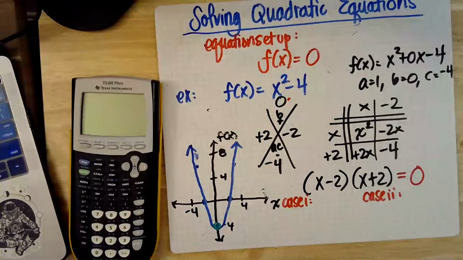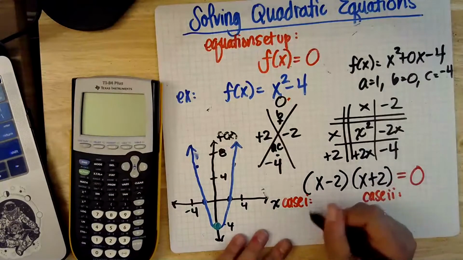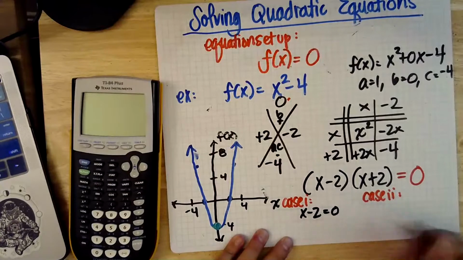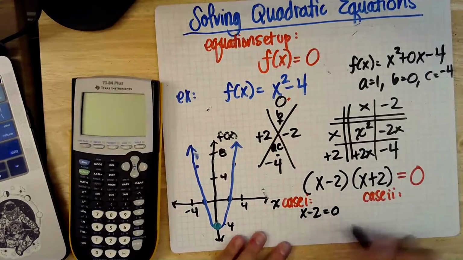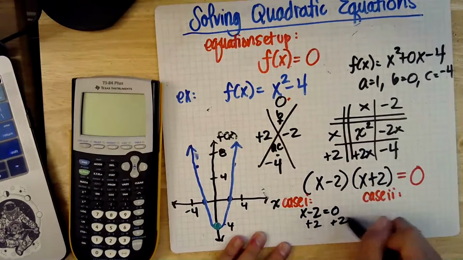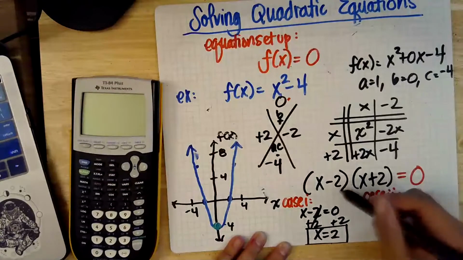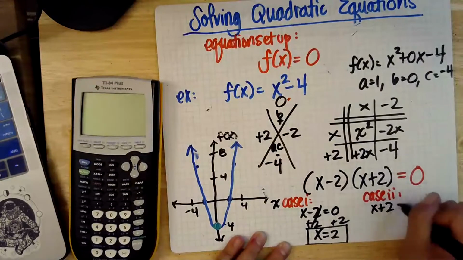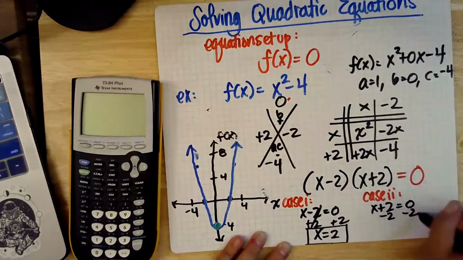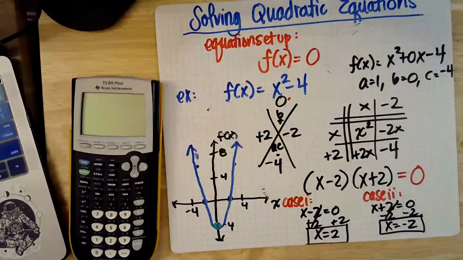So the first thing I'm going to do is let the first factor equal to 0. X minus 2 equals 0. And I'm going to solve. So I'm just going to solve. Plus 2. X equals 2. And then my case 2 is the second factor. I'm going to let that guy equal to 0. So then I'm going to solve. Did I still get the same answers that I got previously? I did. But I'm now using the factored form. So case 1, case 2, I was able to find the zeros.